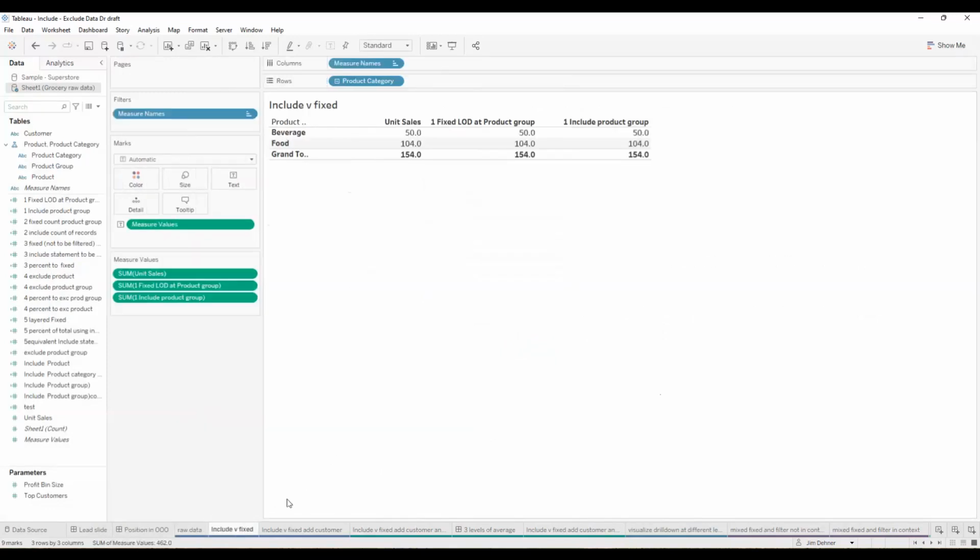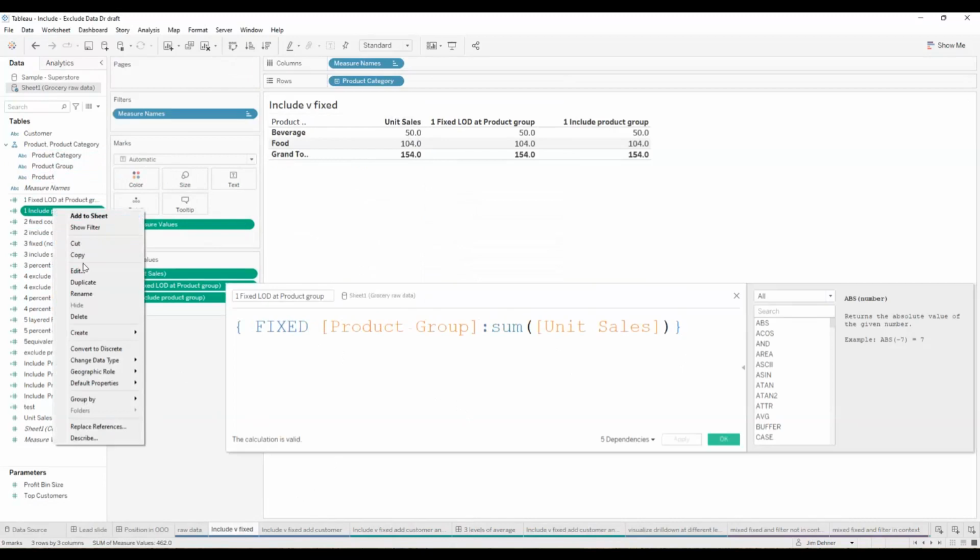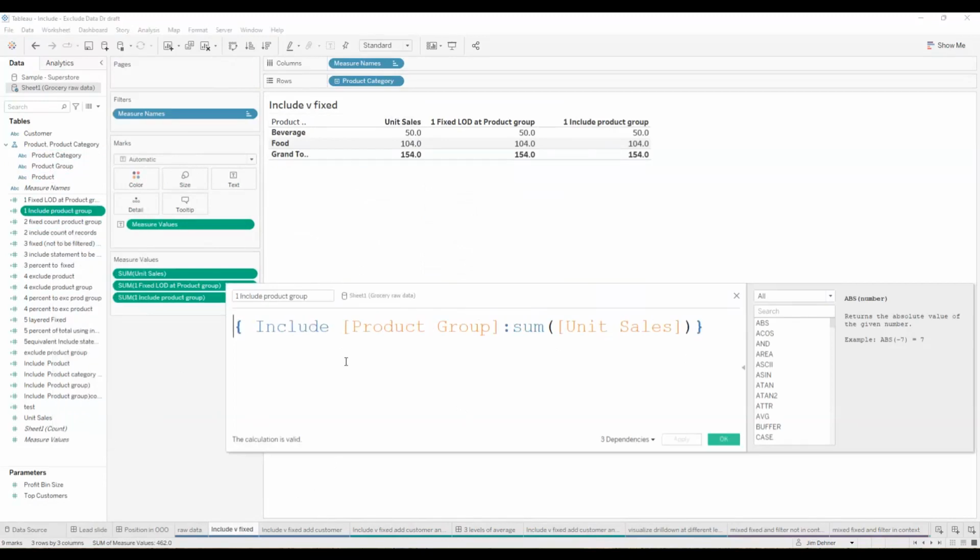Now, I want to start by taking a look at the fixed LOD and the include LOD and see how they differ. Let's go here, and we're going to open this up, and this is just very simple. This is fixed at the product group level, the sum of the unit sales. And we're going to look at the product category. Product category is here. It's in a hierarchy with product group and with product. And then the include statement is the same as the fixed statement, except we're going to use include. And that's include at the product group level.